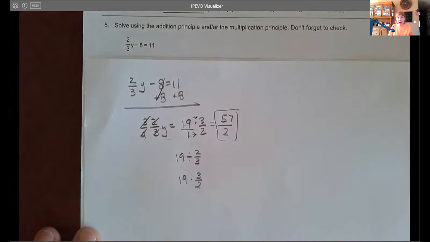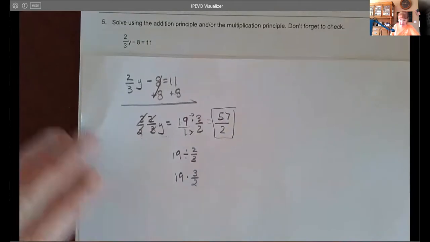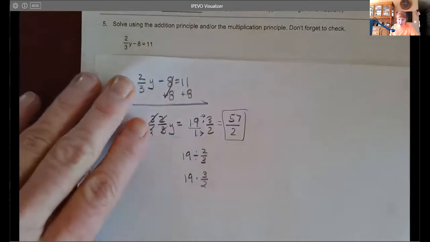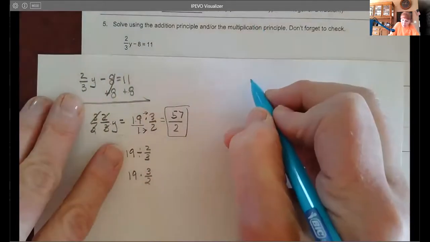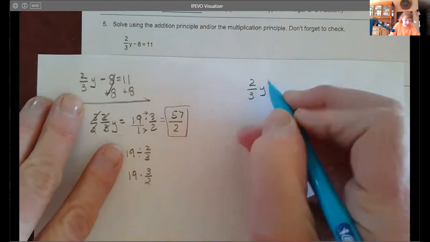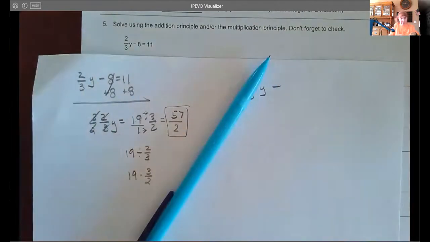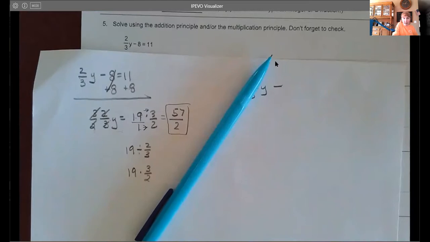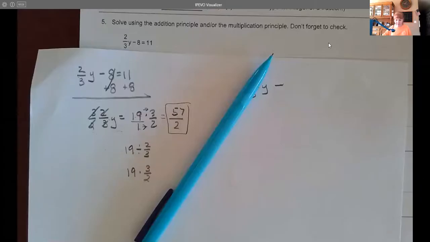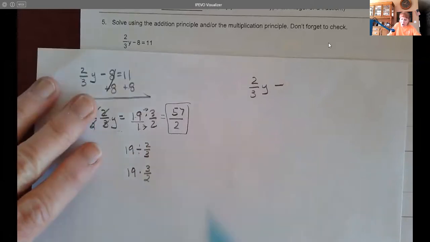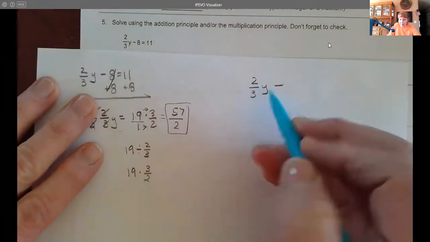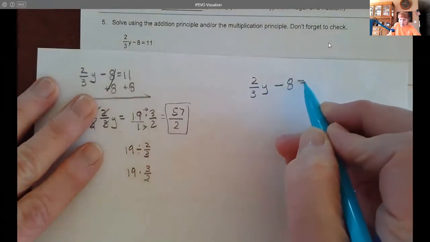Okay. Another way you could have done this is to clear the fraction. So here we would have had 2/3 y minus 8. Sorry, I had to stop the recording for just a second. So we've got 2/3 y minus 8 equals 11.